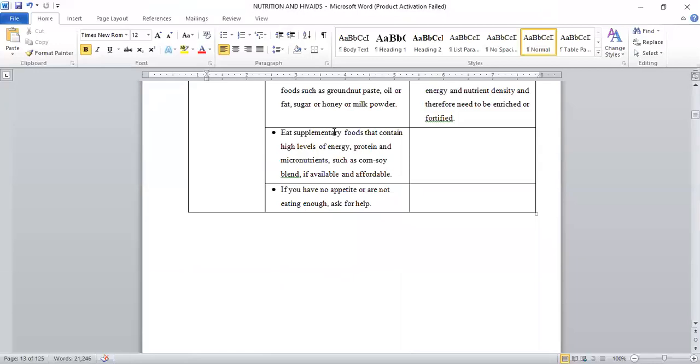Eat supplementary food that contains high levels of energy, protein, and micronutrients, such as corn soy blend. Like I was saying, there is usually a flour which they are given, which is made up of corn soy, if available and affordable. If you have no appetite or are not eating enough, ask for help. So that was number 2.